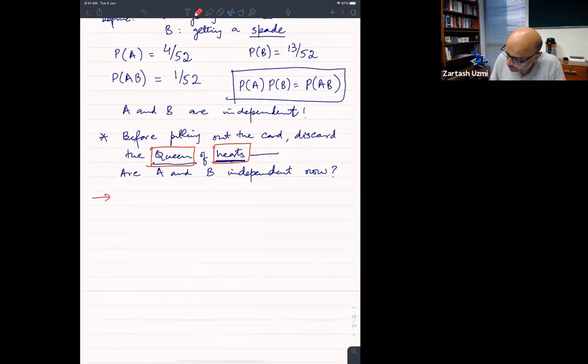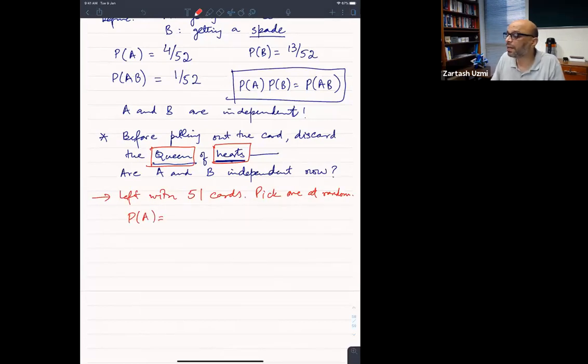Okay. Left with how many cards? Now I have discarded the Queen of Hearts. Left with 51 cards. Pick one at random. The probability of A is equal to, how many aces are there? See, all the 4 aces are there. So this would be 4 out of 51. Okay. Thank you everyone who has answered this question. What would be the probability of B? In the chat window, probability of B, that out of those 51 cards, you will pull one of the spades, which is 13. We still have 13 cards of spades, 13 out of 51.